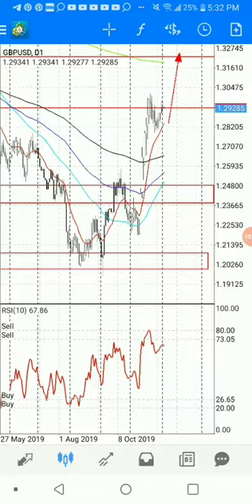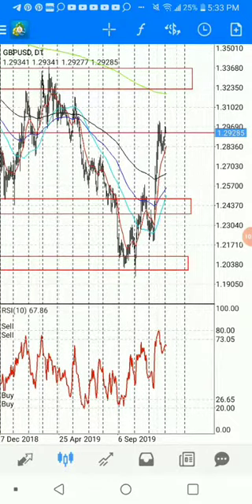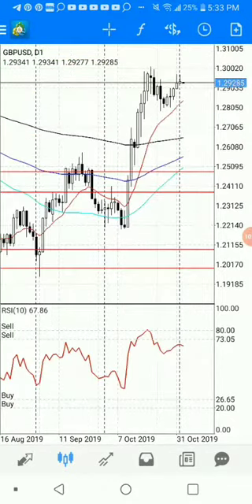So this is just a recap of these two pairs. If you're trading these two pairs, consider everything that I've shown you guys. Maybe I should have done this on the laptop, but I'm currently on my phone right now.